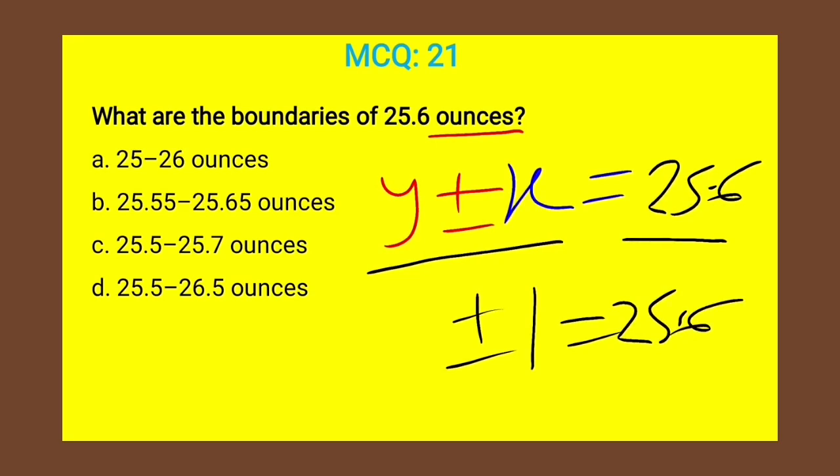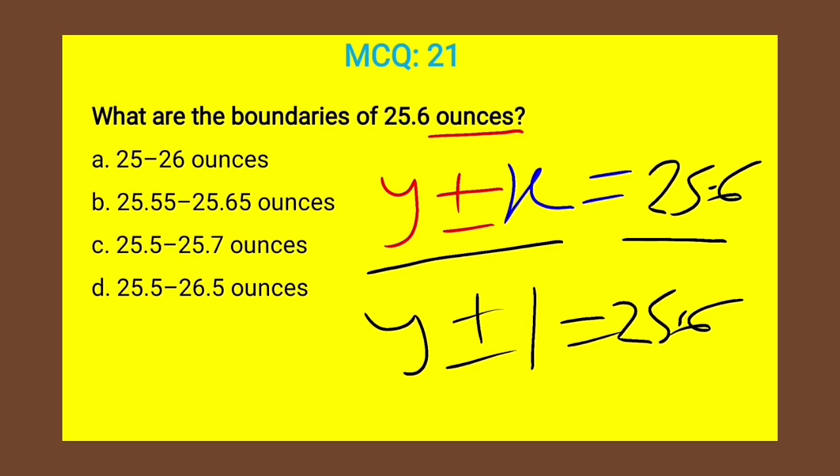When I add it to the variable y, it should give me 25.6. So for the addition, y plus 1 is equal to 25.6. If I make y the subject, I subtract 1 from 25.6, which gives 24.6. The same is true for the negative side: y minus 1 is equal to 25.6, so making y the subject gives 26.6, and that would have been my class boundary for 25.6.